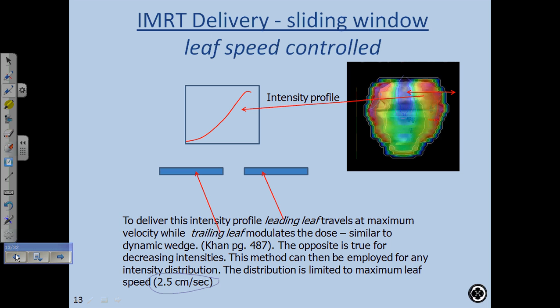I've seen these things move at 4 centimeters per second, but it starts to throw a lot of errors. So the spec is 2.5 centimeters per second. If you're within that speed, you're okay. I believe there's an interlock or something in the treatment planning computer. Somewhere in there, you can limit the speed of the leaf, or it could even be hard coded.